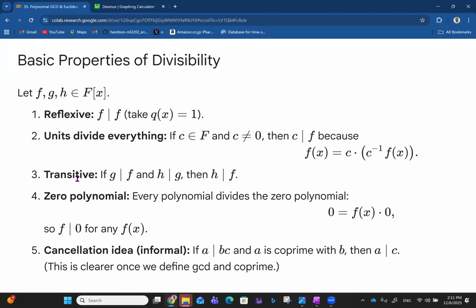Then we also have the idea of transitivity. If G divides F and H divides G, it automatically means that H divides F. So G divides F, and H divides G. That means H automatically divides F. You can see how it goes. G divides F, and H divides G, so that simply means that H will have to divide F.